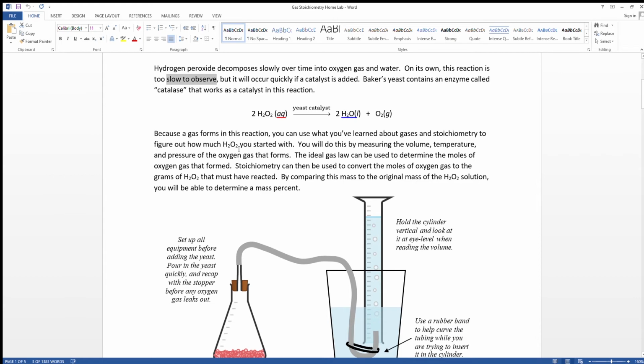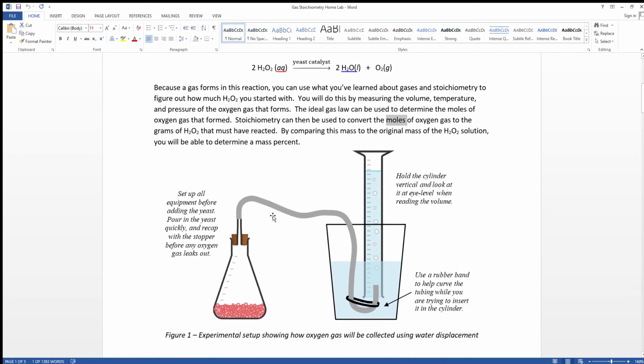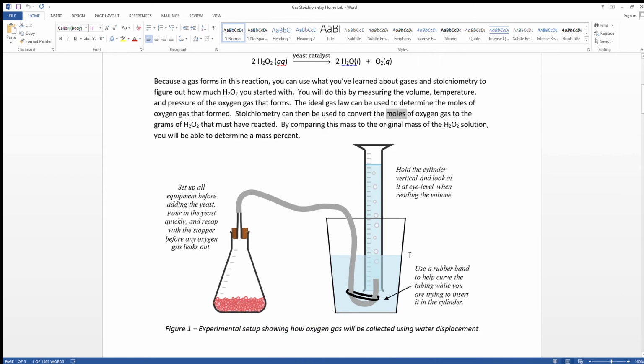Because a gas will form in this reaction, you can use what you have learned about gases and stoichiometry in your ideal gas chapter. You will do this by measuring the volume, temperature, and pressure of the oxygen gas that forms. The ideal gas law can be used to determine the moles of oxygen gas that formed, and stoichiometry can be used to convert the moles of oxygen gas to the grams of H2O2. We did this practice in the lecture. By comparing this mass to the original mass of hydrogen peroxide solution, you will be able to determine a mass percent. So this is the setup for the experiment.